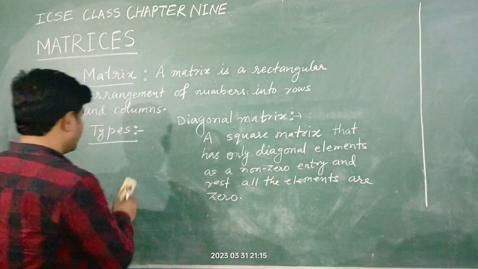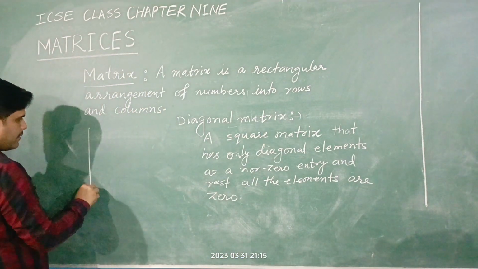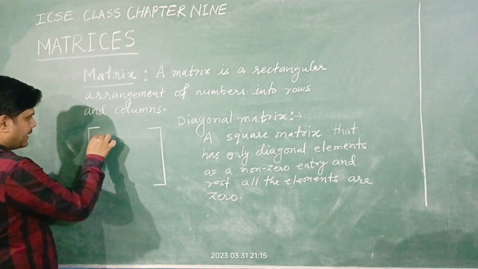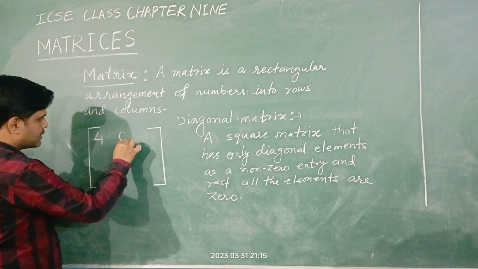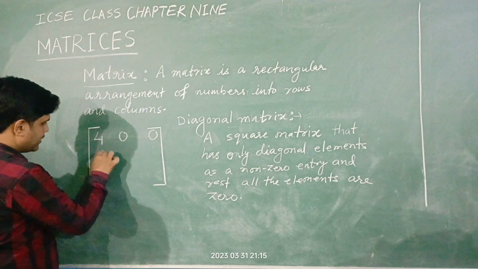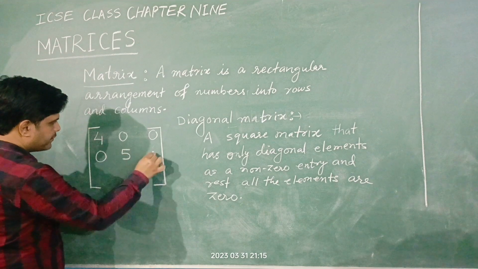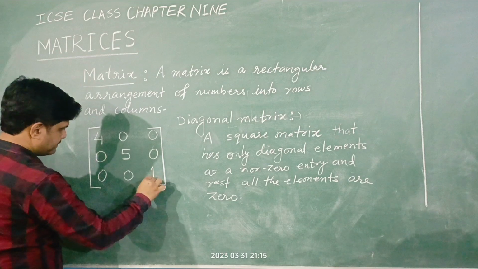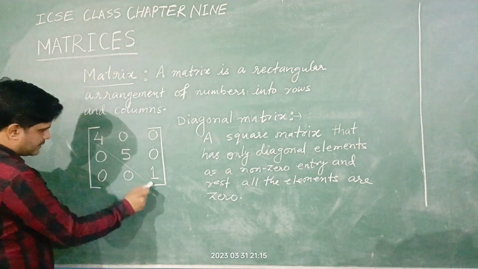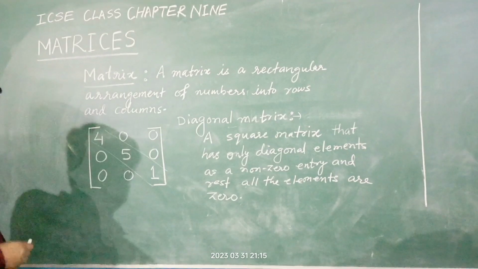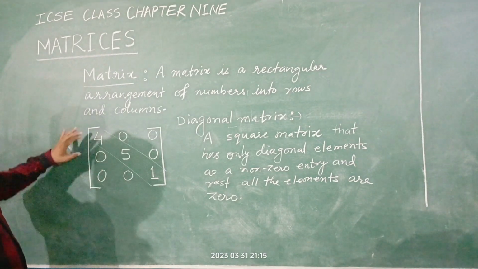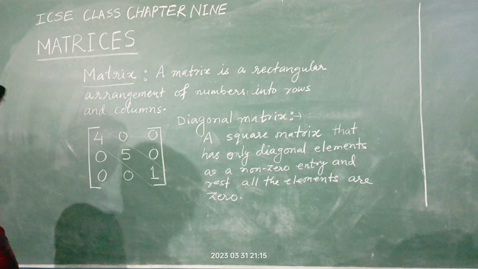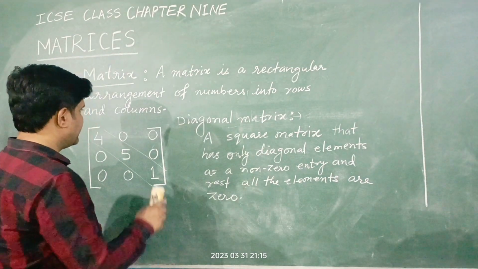I'll just give you an example here. I'm writing it here for you: 4, 0, 0, 0, 5, 0, 0, 0, and 1, let's say. So you can clearly see that the diagonal entries are non-zero, meaning we have real numbers here, and the rest of the entries are 0. Now this is a diagonal matrix. I think it is very clear to all of us.